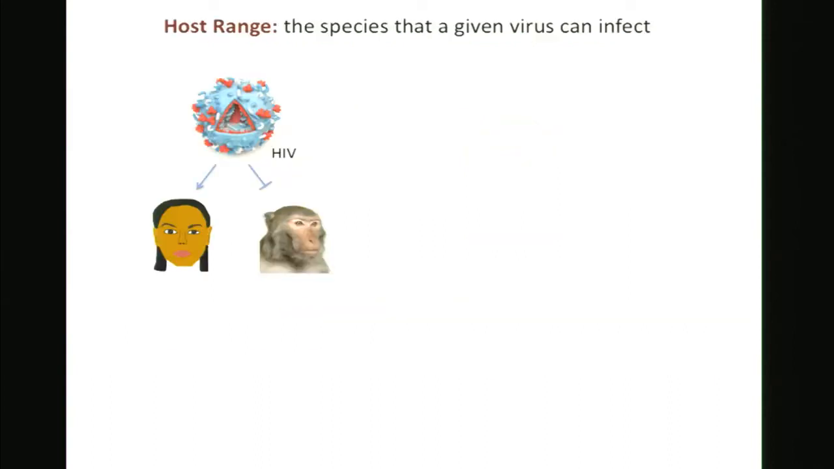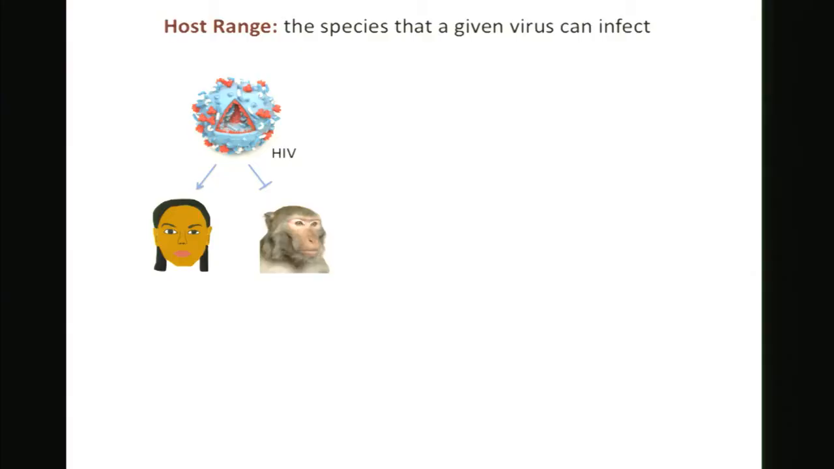Okay, so I want to introduce you to one more term, which is host range. Host range describes the species that a particular virus can infect. So as an example, HIV infects humans very well, as we heard in the last talk, and as I'm sure you all know, but it doesn't infect rhesus macaques or almost any other non-human primate. This is the reason why we have no animal model system for studying HIV.